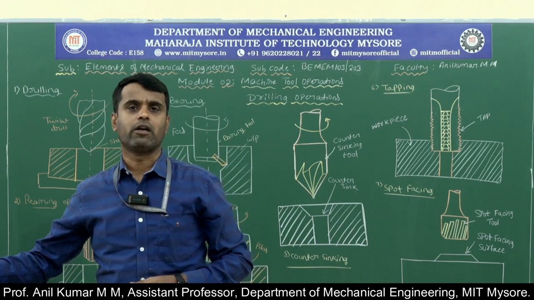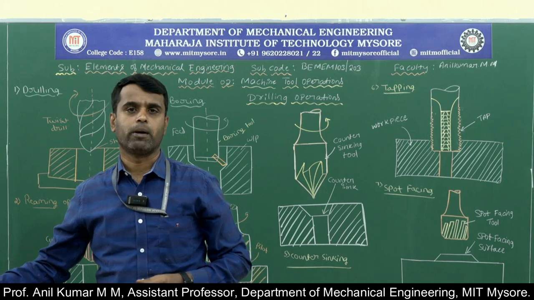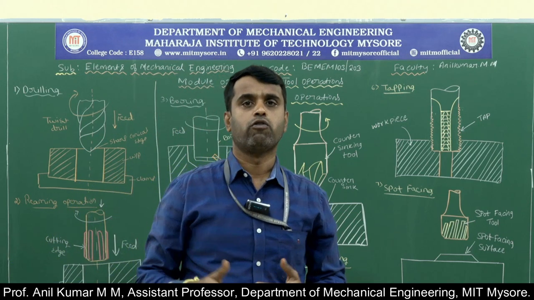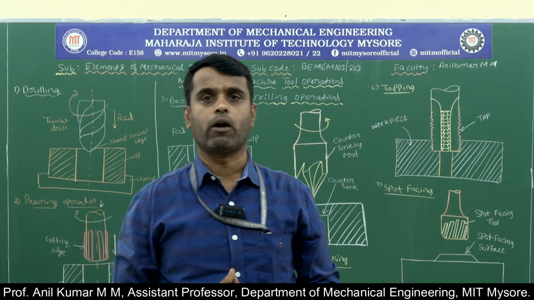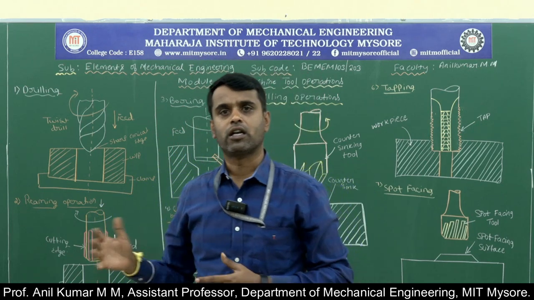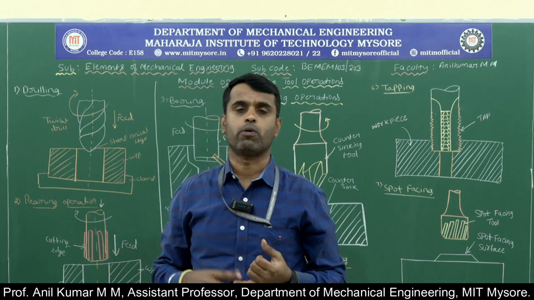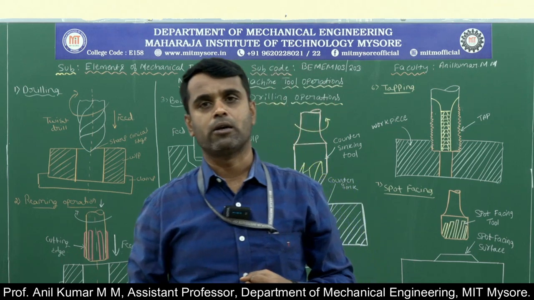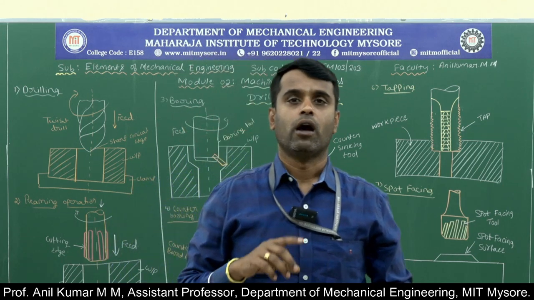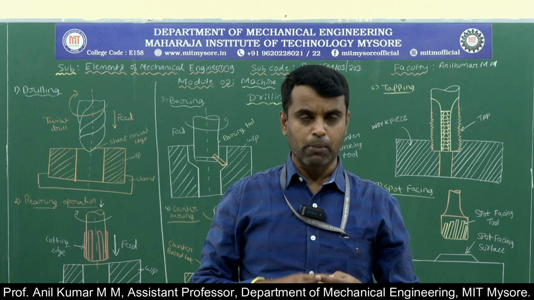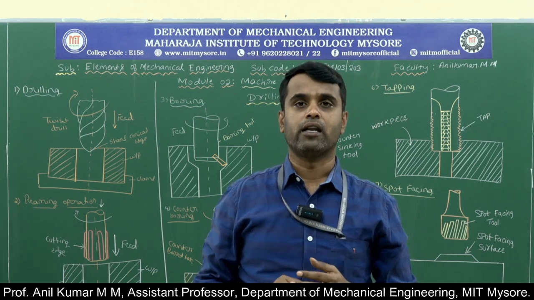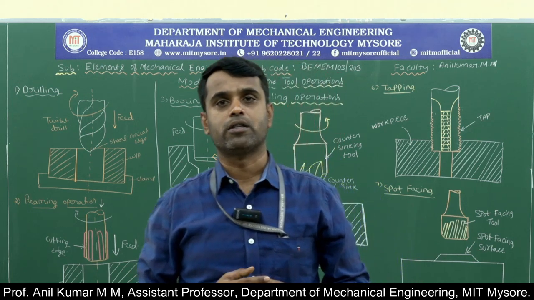Various types of drilling machines are available in the market. Depending upon the type of hole we are producing, the size of the hole, and construction features, they can be classified into various types. One is the portable drilling machine, then the bench drilling machine, sensitive drilling machine, radial drilling machine, multiple spindle drilling machine, and gang drilling machine. These are the different types of drilling machines available.